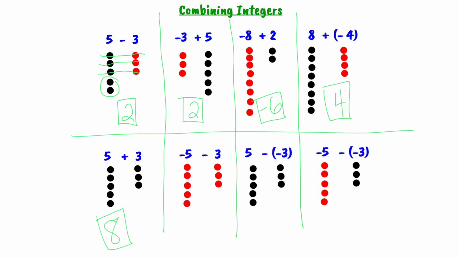Now, if both of my numbers happen to be negative, like they are here, I have a negative 5, and then I put a minus 3, which is making this 3 negative. Okay, so all the chips are negative. So if they're all negative, they're all the same color, and I'm just going to add them all up. I've got 5 of them, I've got 3 of them. I've got a total of 8, but they're negative chips, so it's a negative 8.